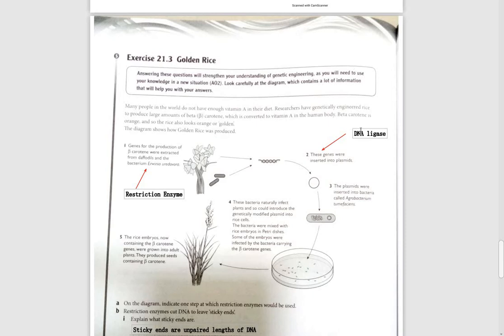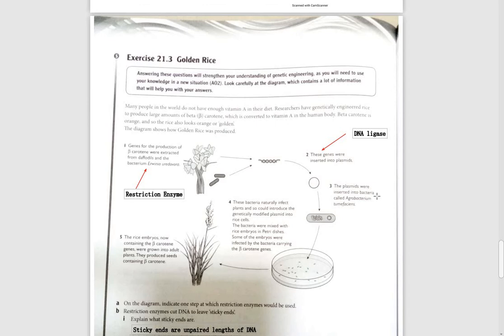So this whole thing is on actual genetic engineering. Step 1: genes for the production of beta-carotene were extracted from daffodils and the bacterium Erwinia uredovora. So the genes for beta-carotene are extracted from daffodils and the bacteria. So 2 sources. Step 2: from the daffodils, from the flowers, and from the bacteria, you get the gene. These genes are inserted into a plasmid. Plasmids are also found in cells.